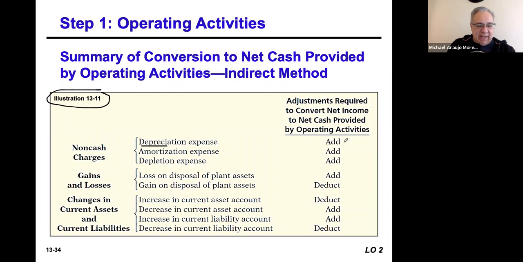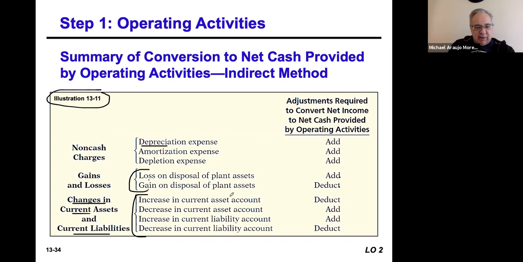Depreciation expense is added in. Gains and losses are reversed out. So a loss was subtracted on your income statement to get net income, add it back in. A gain was added to your net income, take it back out. Just reversing those. And any changes for current assets and current liabilities are based on whether it used cash or not. Okay. So, that's basically it.